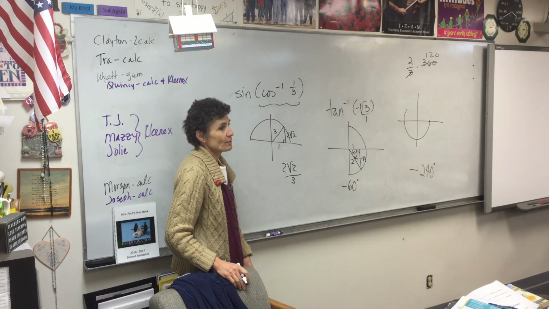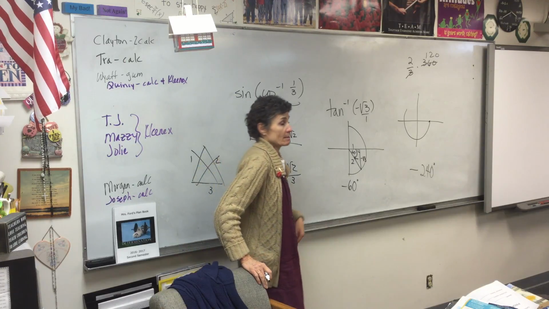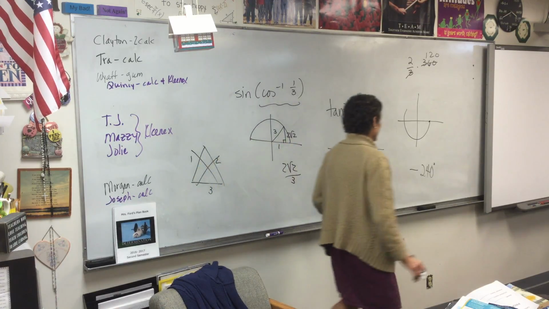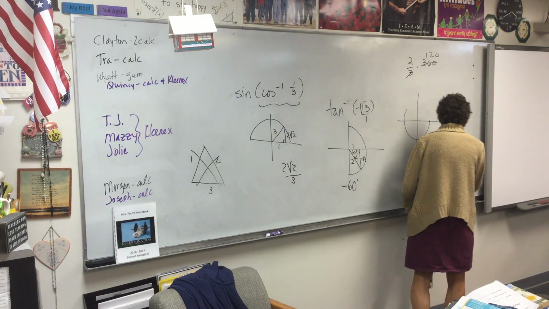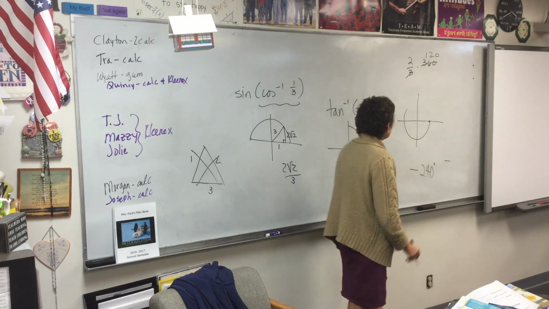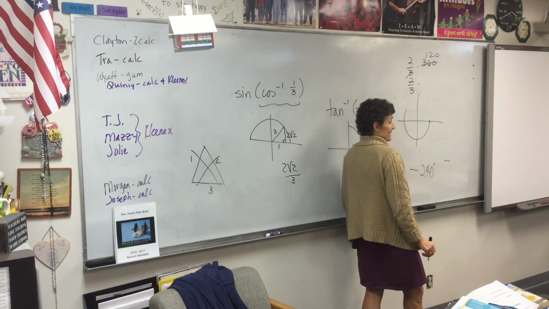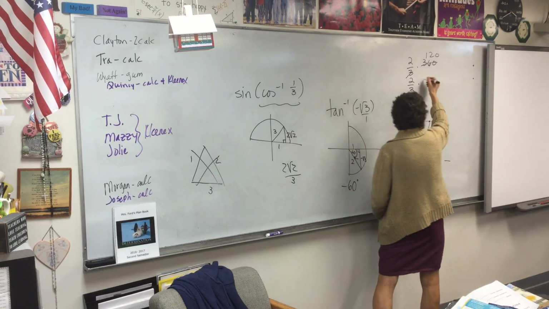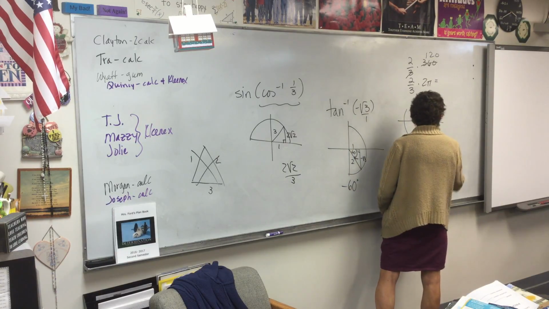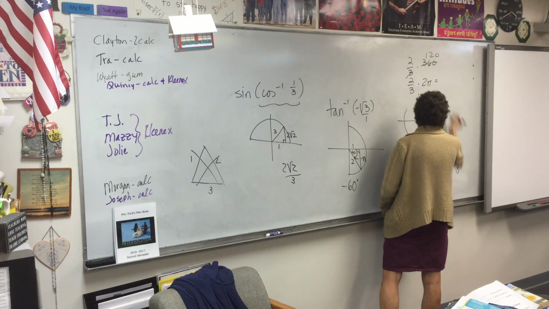What if we wanted to do that in radians? I did it in degrees. Now it's still going to be negative. Clockwise is clockwise. That's still going to be negative. But instead of taking 2/3 of 360, I take 2/3 of 2 pi, which would be 4 pi over 3.